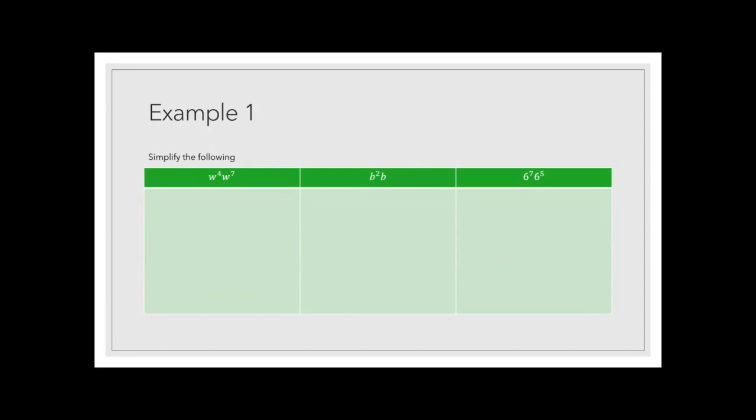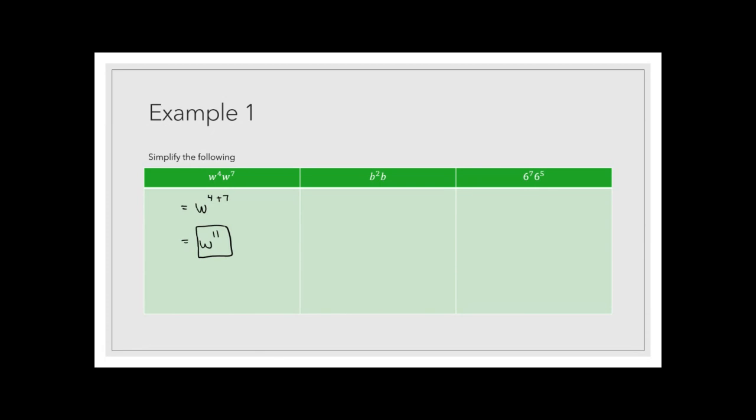So the first one, we have w to the 4th and w to the 7th. So those have the same base, w. So you add those exponents together, 4 plus 7. And if you want to write that out, you can write out that step if it helps you when you're taking notes. And then 4 plus 7 is 11. So we get w to the 11th power.